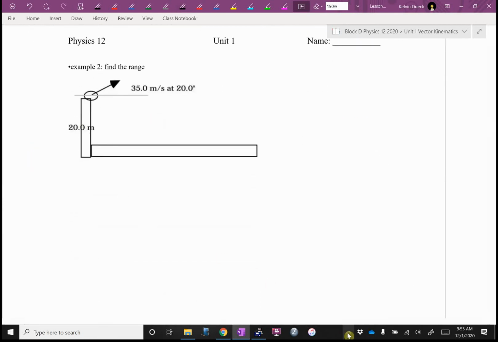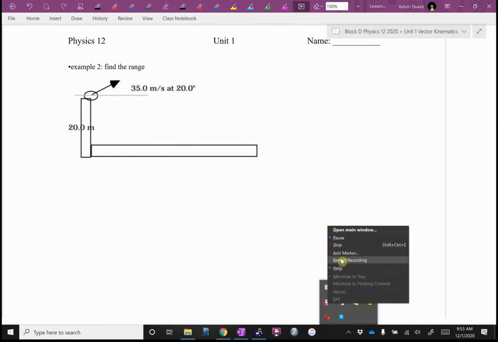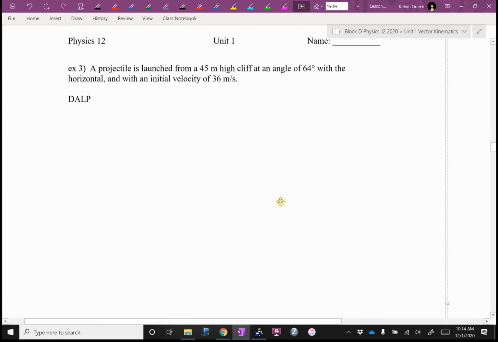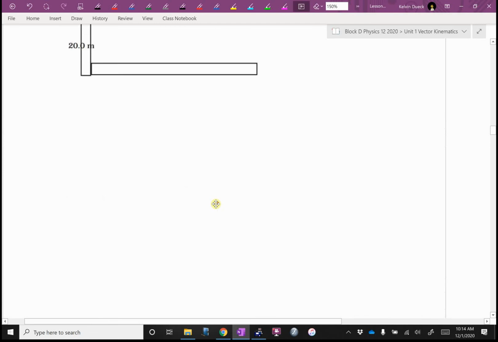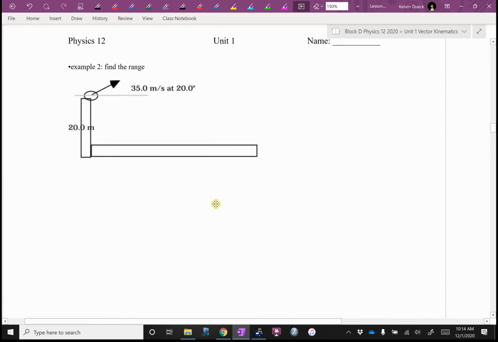Put your pencils down for a second. Example 3. A projectile is launched from a 45-meter high cliff at an angle of 64 degrees with a horizontal. That's my way of saying 64 degrees above the horizontal. Did I skip example 2? Well, let's do example 2 then. Whoops. Oh, I gave you a picture. I like example 2. This is what I'll probably ask on a test.